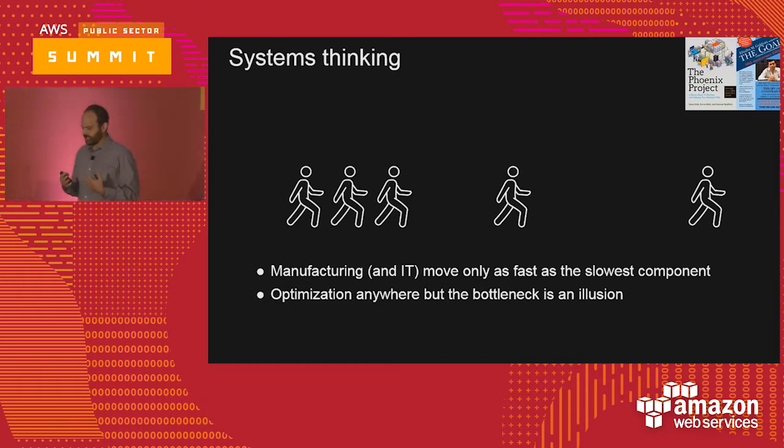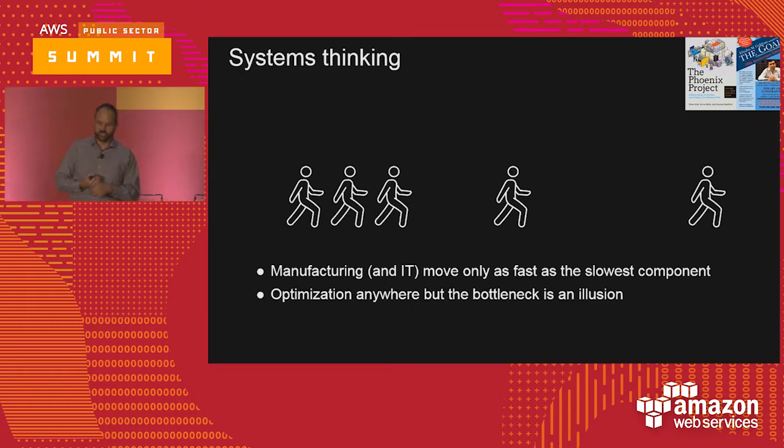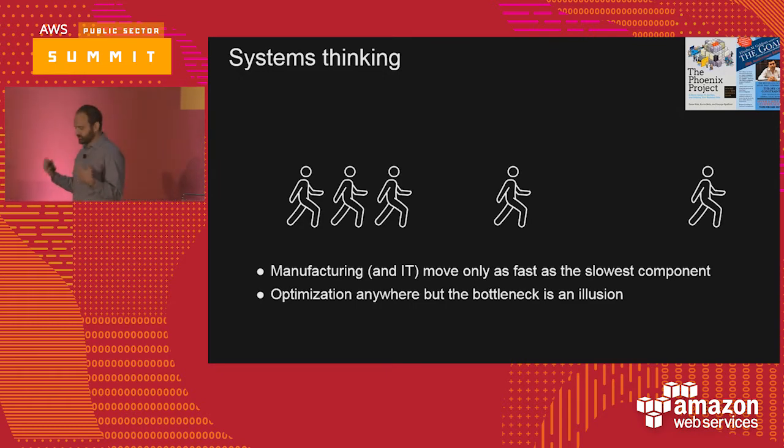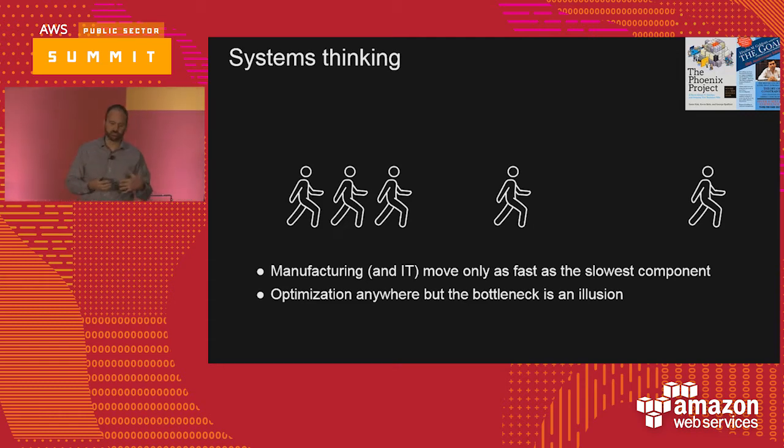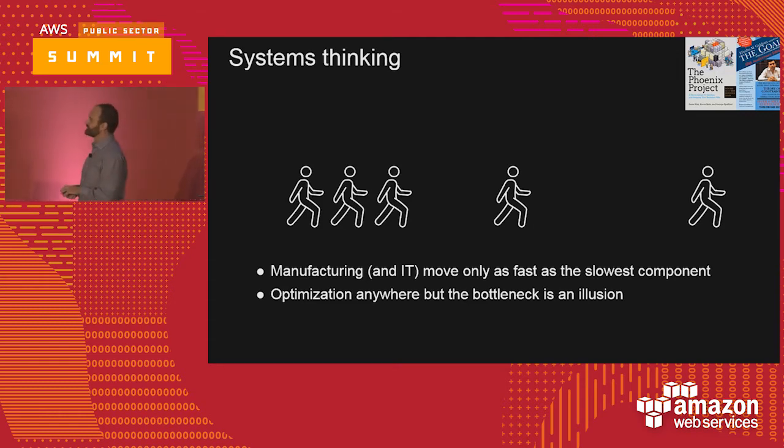So what I want to do is talk to you today about automating some of those bottlenecks, starting with systems thinking, and based on work that probably most people have read, Phoenix Project and The Goal. Basically, it introduces lean into the IT process. But it's basically the idea that manufacturing and IT only move as fast as the slowest component, and optimization anywhere but the bottleneck is an illusion.